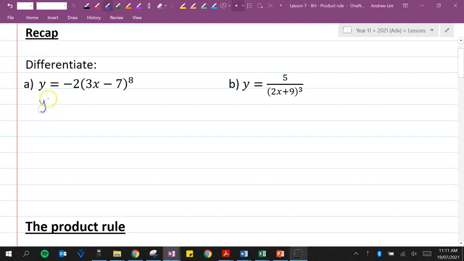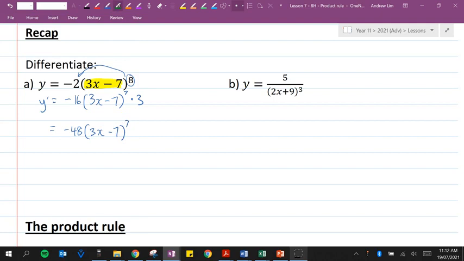So y dash is equal to, we're going to bring down the power and multiply it by what's in front. Minus 2 times 8 is -16. So write everything inside the brackets as it is. I'm going to reduce the power by 1. And then we're going to times this, so that's the dot product, by the derivative of what's inside the brackets. So we can differentiate that with respect to x. When we differentiate that, we get 3. And now we can just tidy this up. -16 times 3 is -48 lots of 3x minus 7 to the power of 7.